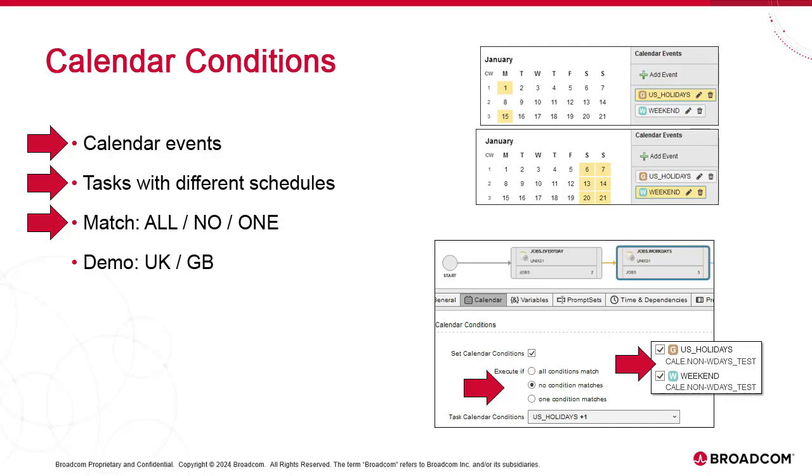All means the condition set by the events must be met. As an example, the task only executes on New Year's Day if it's a Saturday or Sunday. No means the task executes on days not designated by the events. Any day works, as long as it's not a holiday and not a weekend day. Finally, 1 means any one condition, either a holiday or weekend day, works. The task executes on either one. In our demo, we use the UK calendar, identified as GB for Great Britain.